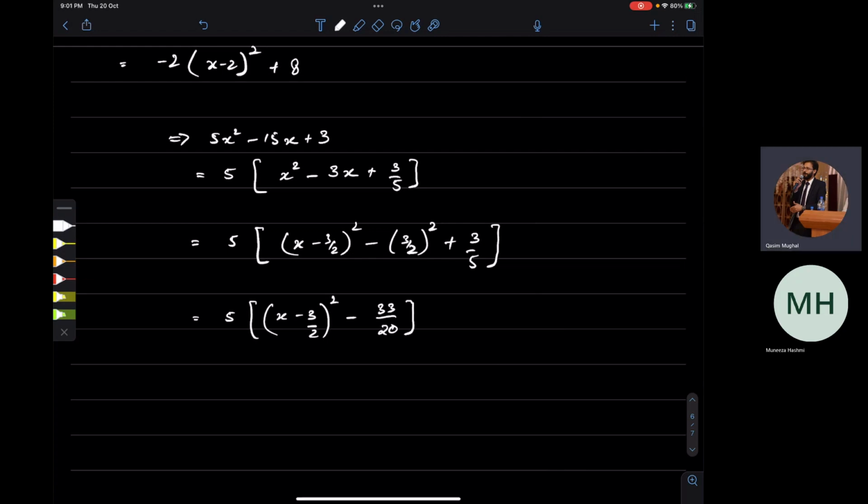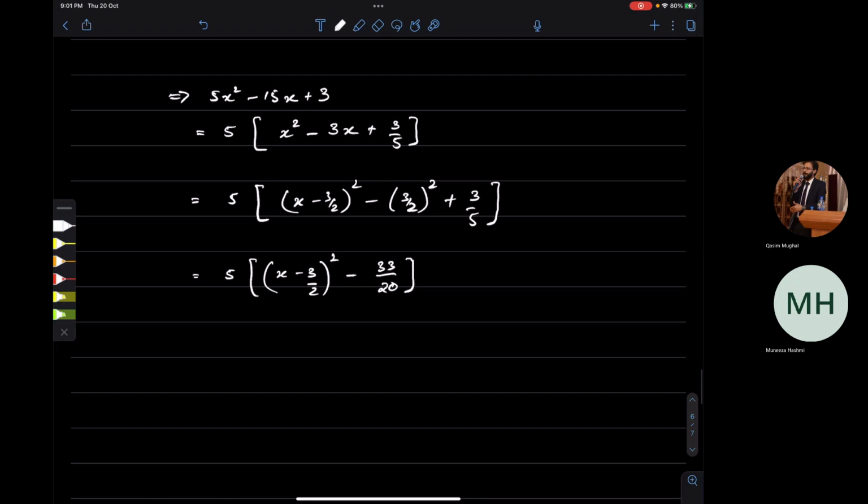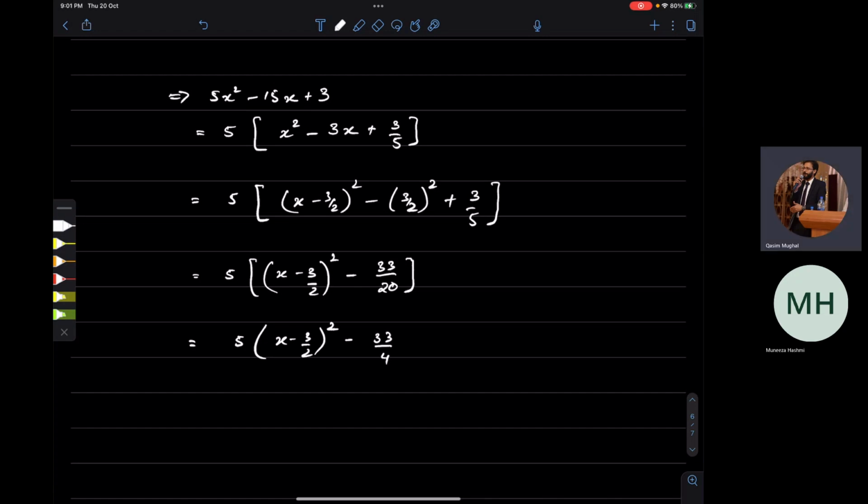All right. Now what next? Then we'll move the 5 back. We'll remove the bracket, and it'll be 5 times x minus 3 over 2 whole square, and negative 33 over 4. Well done. Very good. Great.